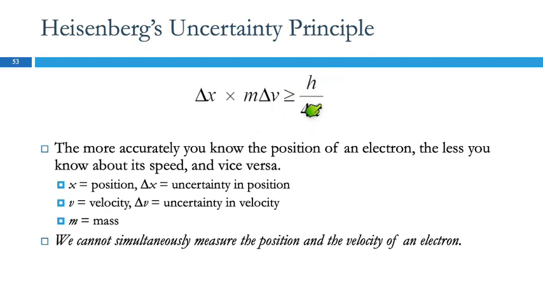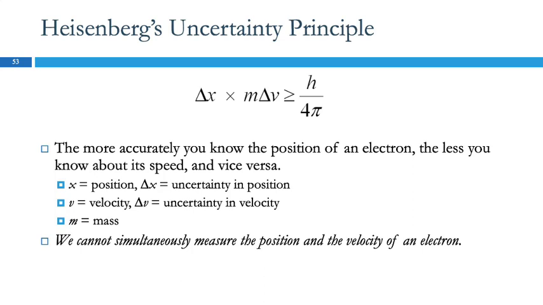So this is a constant, right? If we get delta x to be really small, then delta v is going to be really big. If delta v is small, delta x is big. You can't simultaneously measure the position and the velocity of an electron. You can measure the velocity if you have no idea where it is. You can measure its position if you have no idea how fast it's moving. Isn't that disturbing? Electrons are just squirrely little buggers.